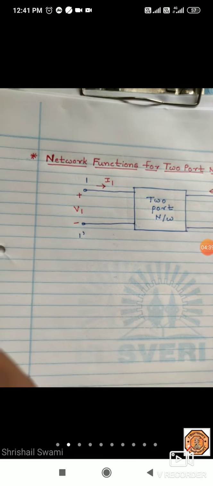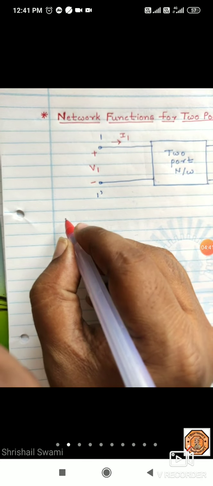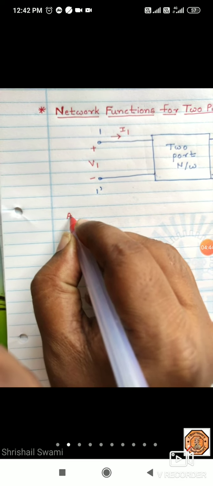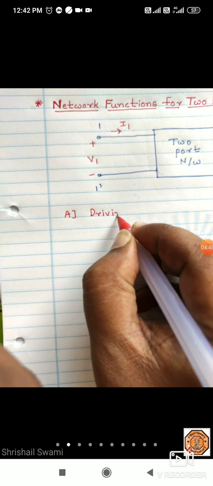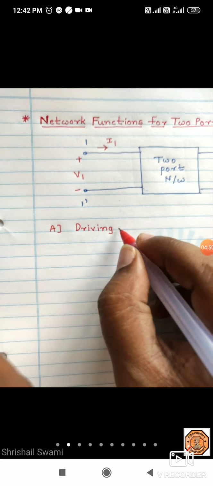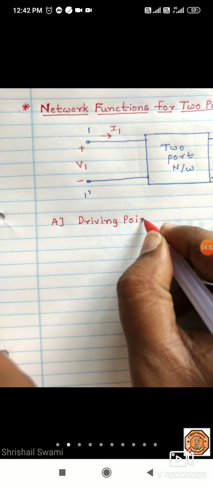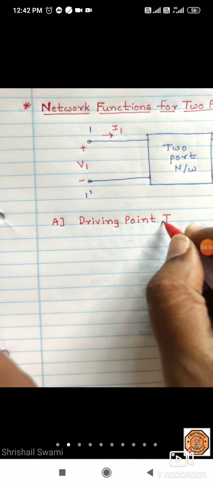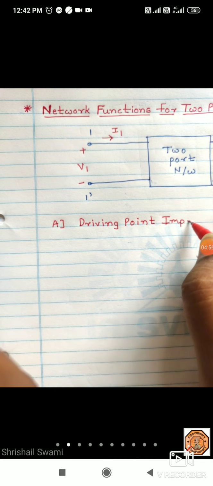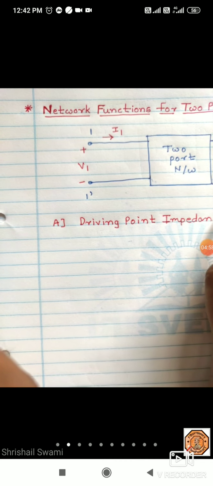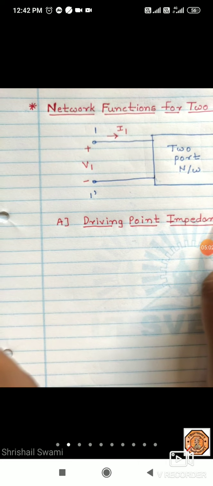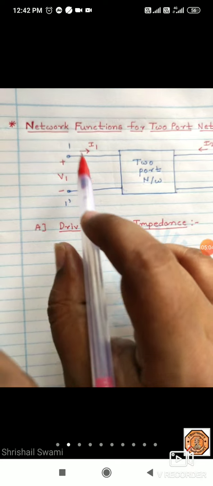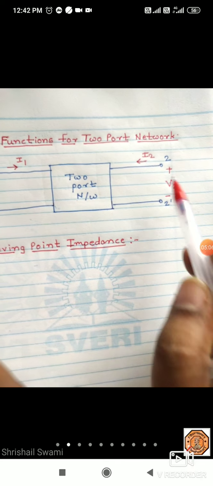I will mark this as A. So the driving point impedance is the first network function. Under that there will be two different definitions, one for port 1 and second for port 2.